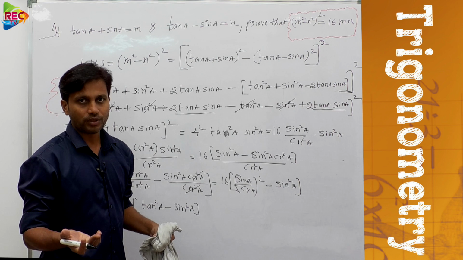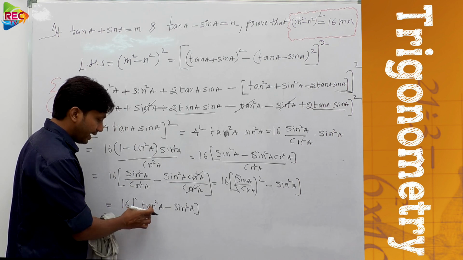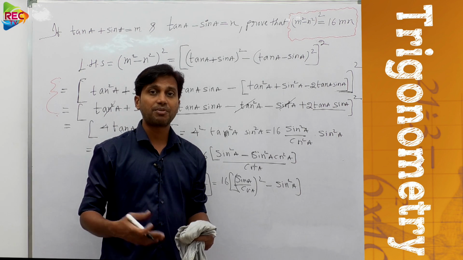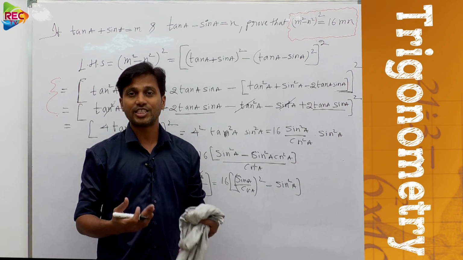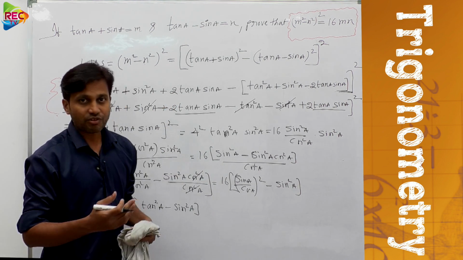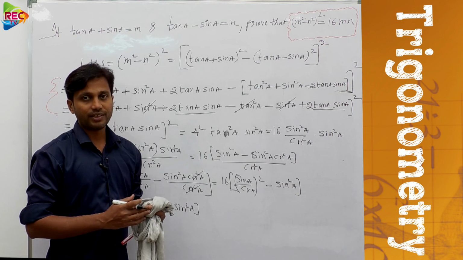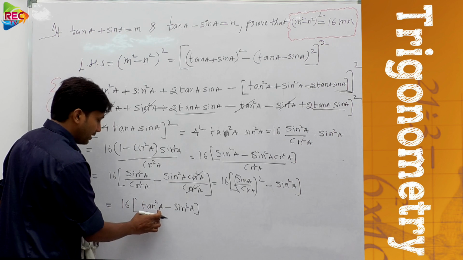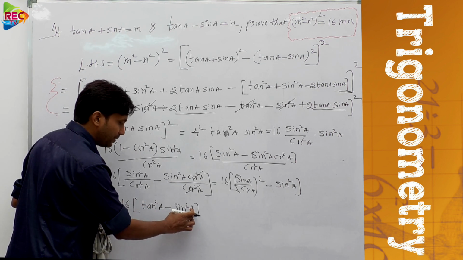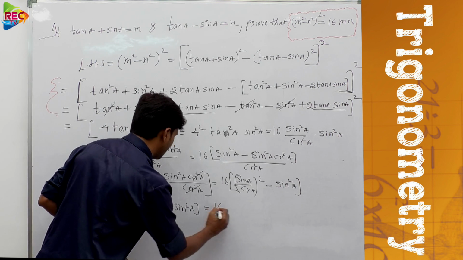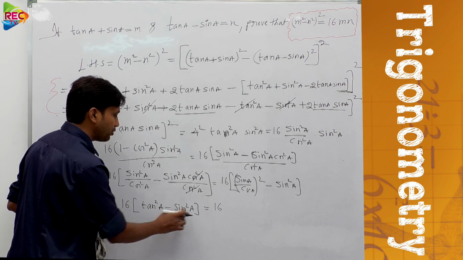What we need to do that? Here again this is tan square a minus sin square a, which is in the form of a square minus b square, which is a standard algebraic identity. So a square minus b square can be split into which form? A plus b into a minus b. Okay, so now here a is tan a and b is sin a. So from this how can we write 16 into a minus b into a plus b?